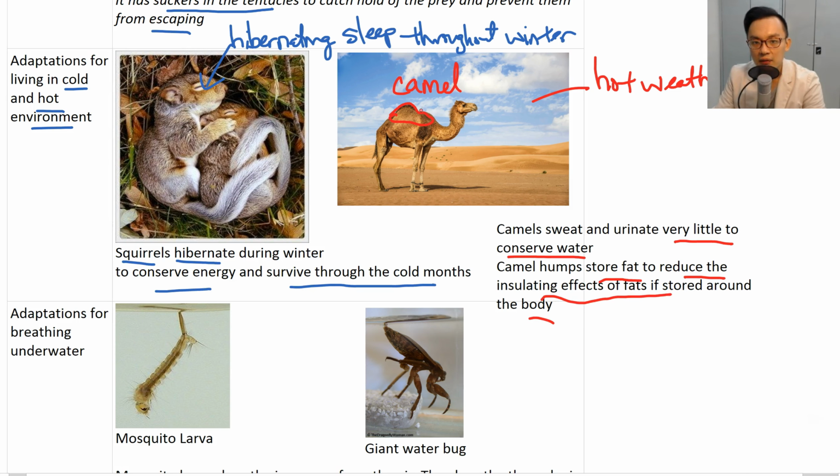So what happens is that the fat of the camel is all stored at the hump, so that the body will not have so much fat, because fat is insulating. It would keep the camel hot, and then the camel would die in the desert. So the fat all goes to the hump, so the camel doesn't have a lot of fat in its body, and that will make it lose heat more easily during the hot weather.